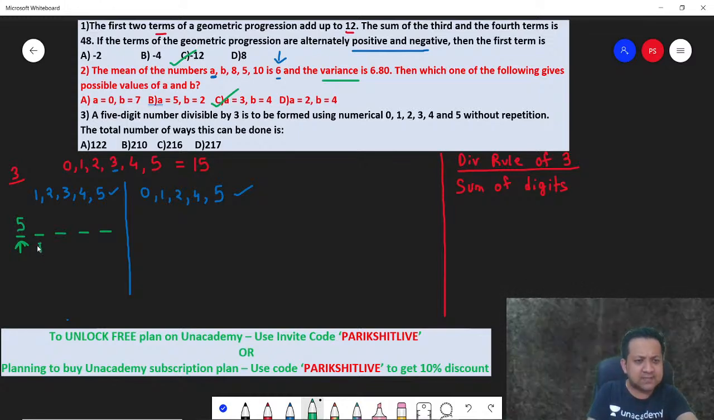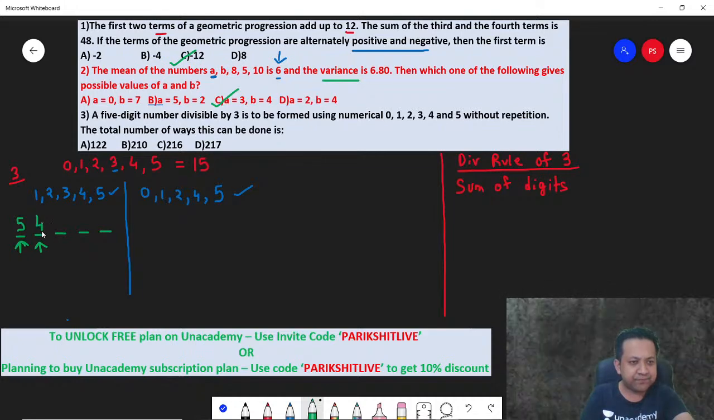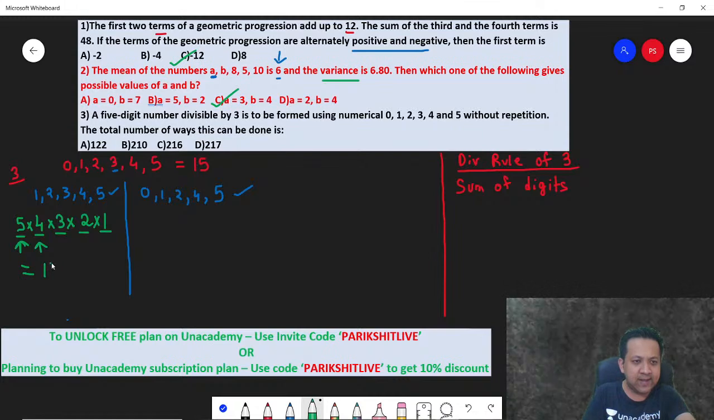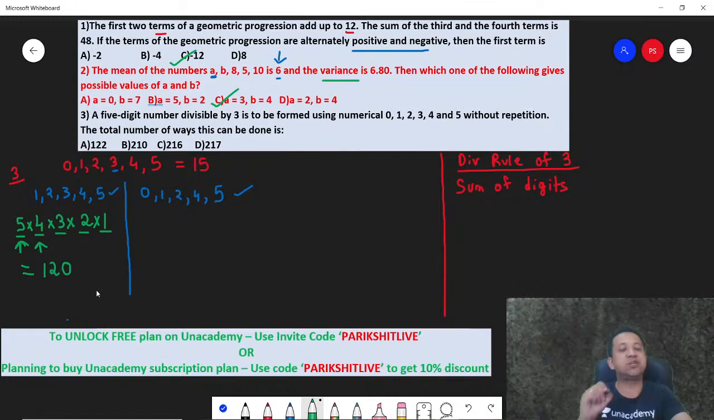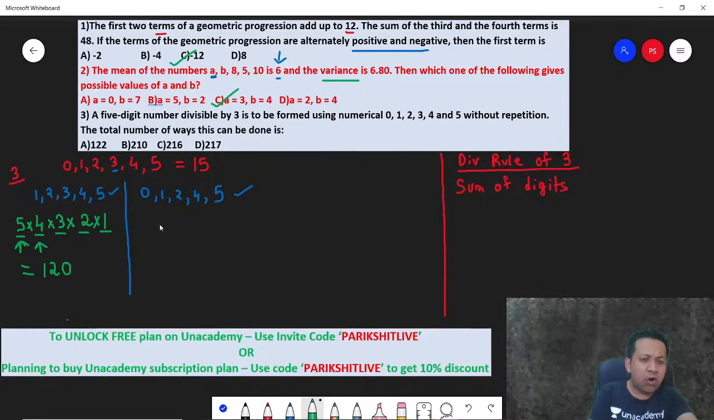Then next digit. How many ways? 4 ways. Why 4? Remember, you selected some digit in the leftmost place. So how many digits are remaining now? 4 digits. Next, 3 ways. Next, 2 ways. Next, 1 way. So how many such numbers do you have? 120 such numbers. Correct?